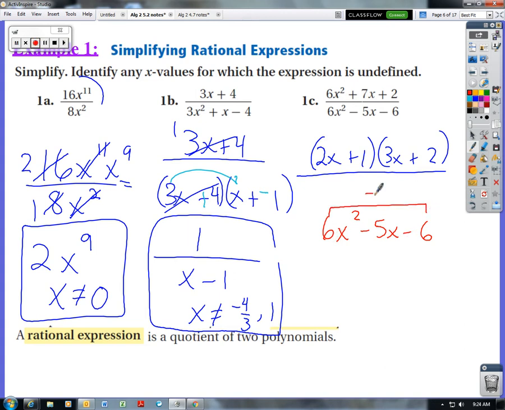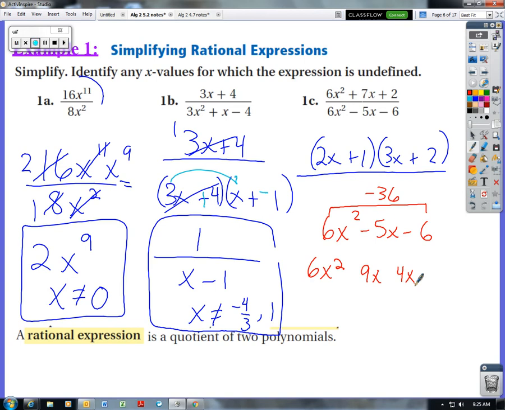6 times negative 6 is negative 36. Then you bring down the 6x squared. You think of two numbers that multiply to negative 36 and add to negative 5. So that's going to be 9 and 4, because 9 minus 4 is 5. So 9x and 4x. And then we have to figure out our signs.